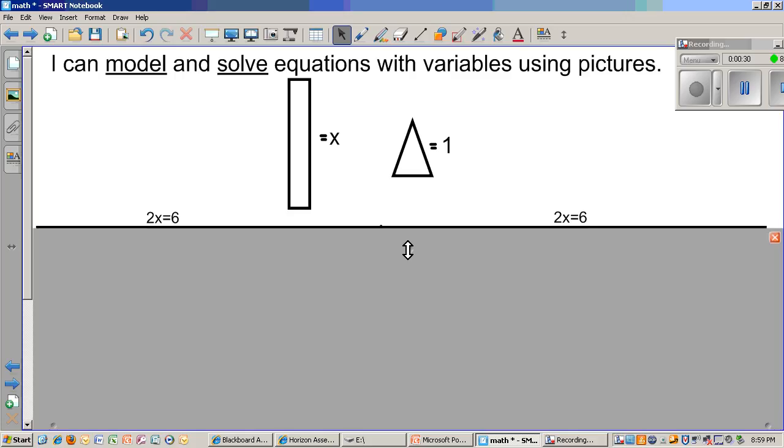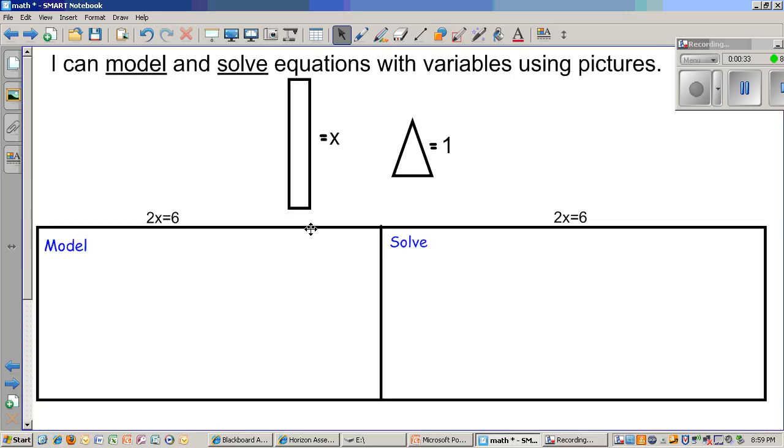So what we're going to do is we're going to model the equation 2x equals 6. And while we're modeling it, we're also going to solve the same equation, 2x equals 6. So let's go over here, look at our model. We have 2x. So how many of these x's are we going to take? You said 2, you're right. We're going to take 1, 2 x's, just like it says. And we're also going to put our equal sign there because our equal sign lets us know that this has to be the same as that.